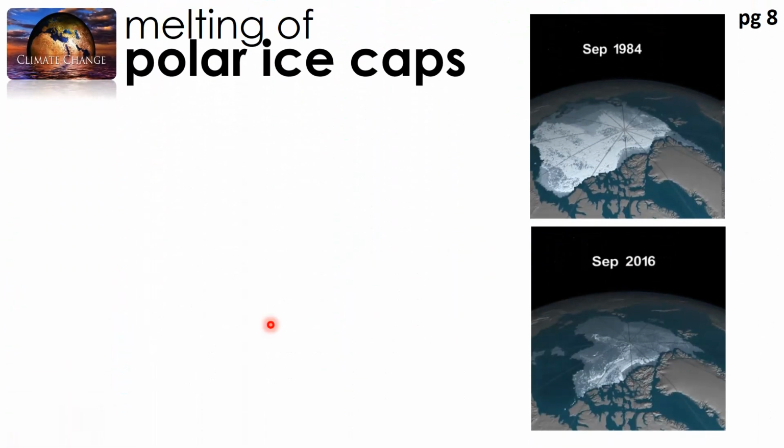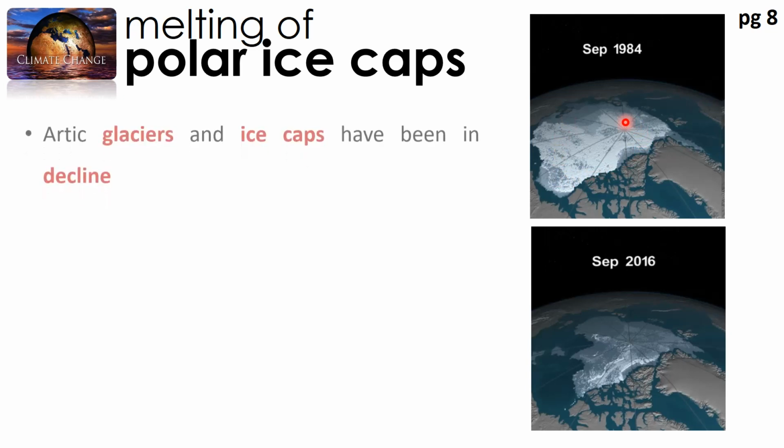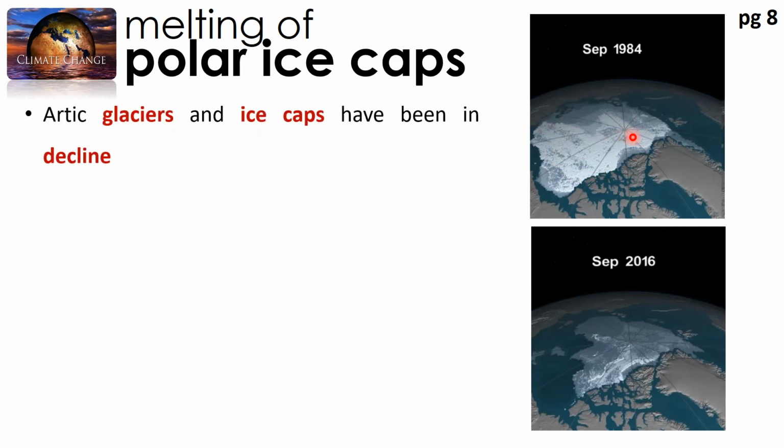polar ice caps. Polar ice caps refers to all the land ice and sea ice that are located at our poles. There's evidence that our Arctic glaciers and ice caps have been in decline. Now, glaciers are something a little bit different. I will tell you more about glaciers later on.